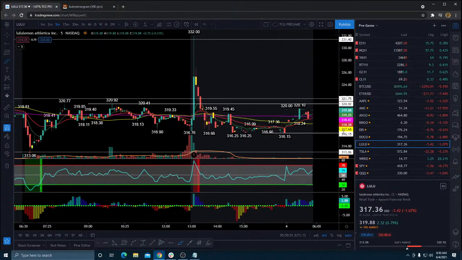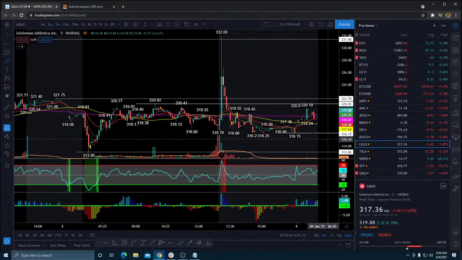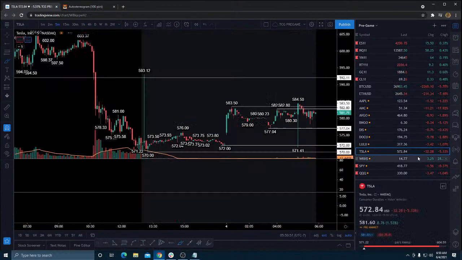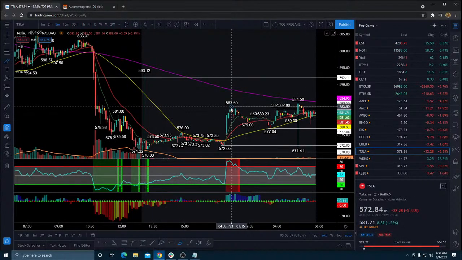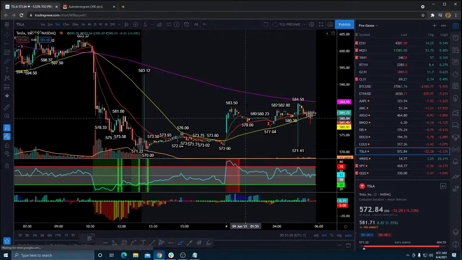So Lulu, I thought we were going to get some more action this morning. I mapped the levels, but it's kind of dull as well. Tesla should have some nice volatility for you today. Let me map those levels again because things changed.